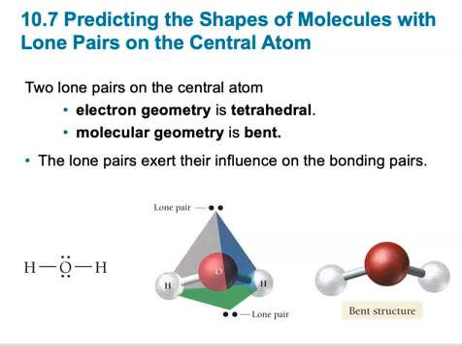The water molecule, the H2O molecule, has 4 electron pairs and 2 bonding pairs. If we only look at the electrons in the electron geometry, the geometrical arrangement of the electron groups is tetrahedral. We have 4 groups of electrons. The molecular geometry, or the geometric arrangement of the atoms, is actually what we call bent. The lone pairs are going to exert their influence on the bonding pairs, causing this bent structure where we don't have a totally flat or planar structure.